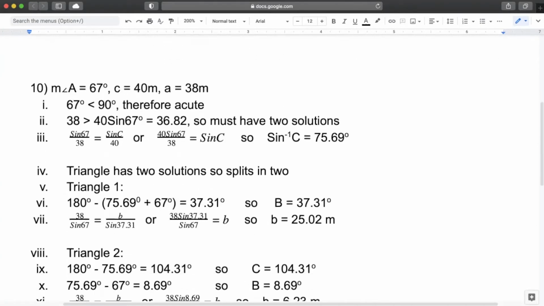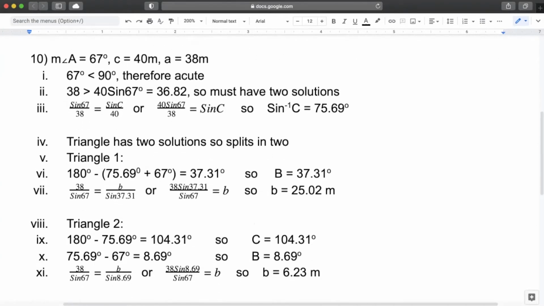Moving on to our second problem, we are given one angle measure and two side measures. And so we use the known angle measure, and that is less than 90 degrees. Therefore, this must be an acute triangle. And so to figure out how many solutions we are going to have, we are going to compare the relationship of both sides and the known angle.